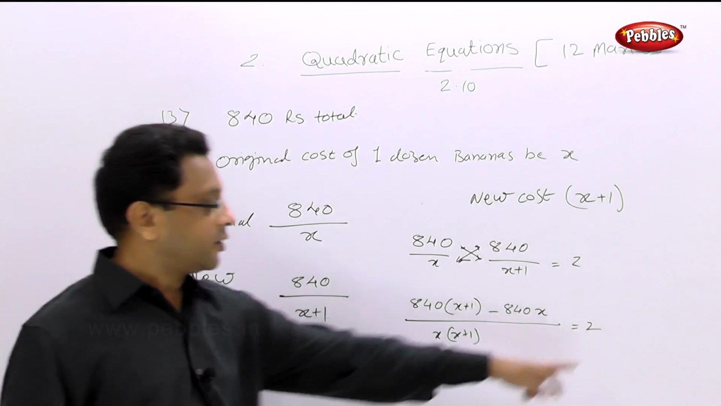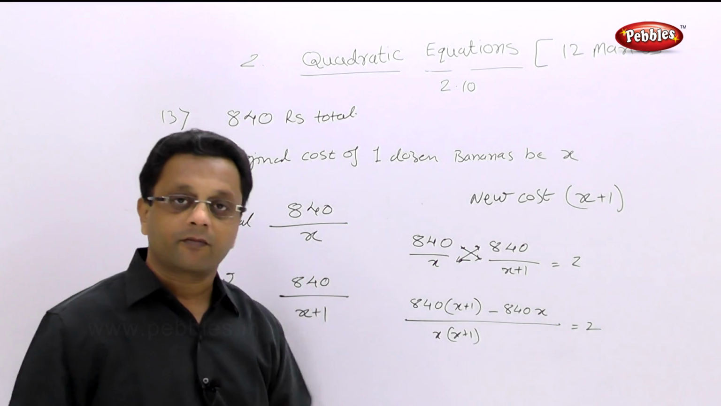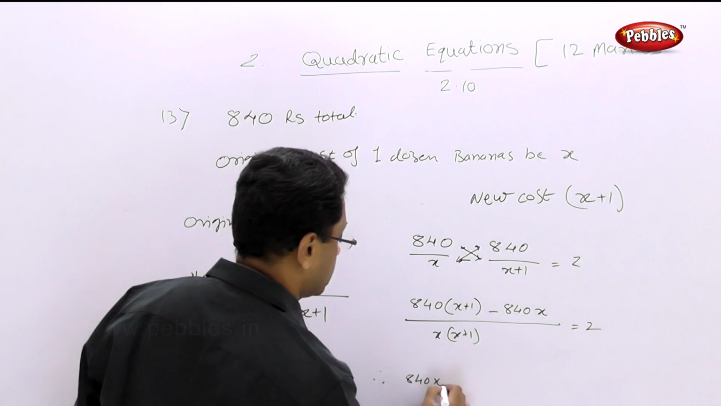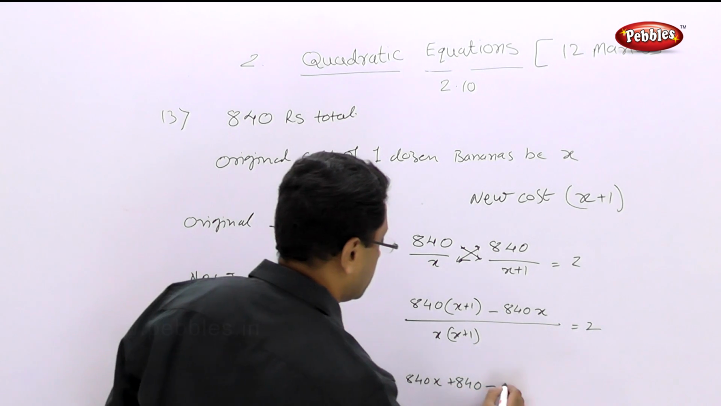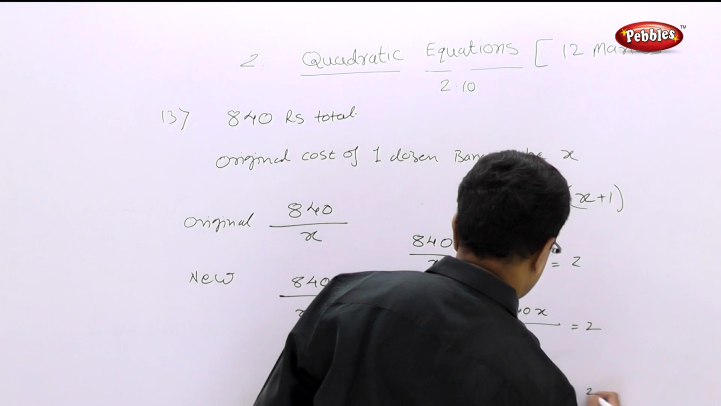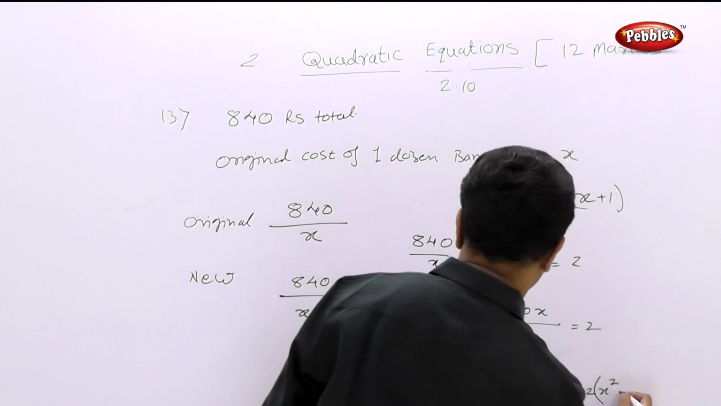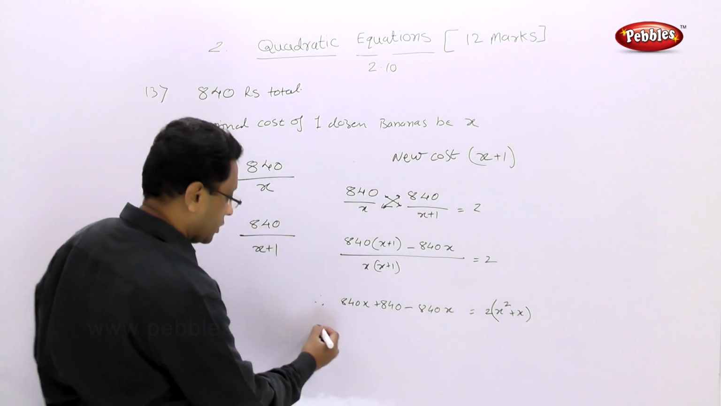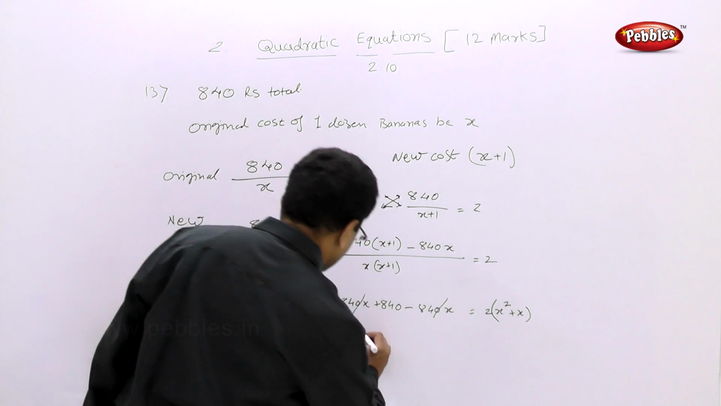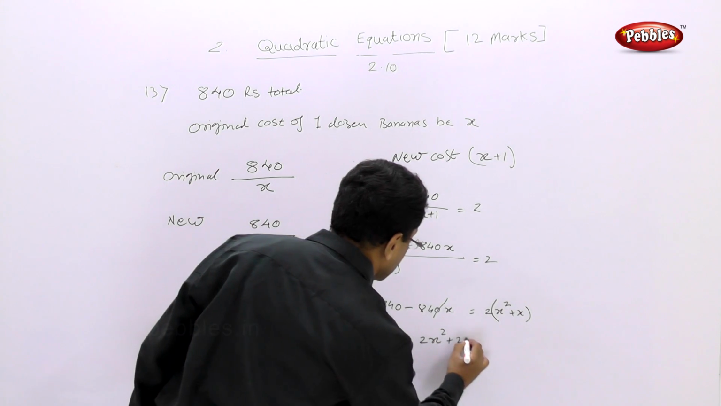Very simple. Transfer this to this side. Here you will get 840x plus 840 minus 840x. So 840x plus 840 minus 840x is equal to 2x square, or let us write that x square plus x. Here these both will get cancelled and you will get 840 is equal to 2x square plus 2x.